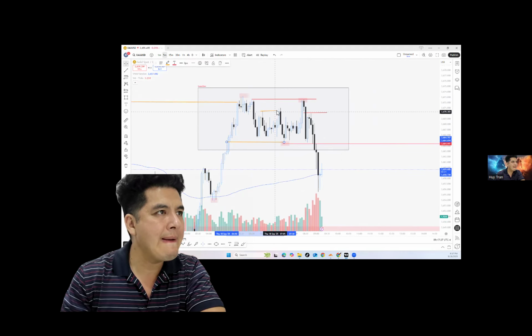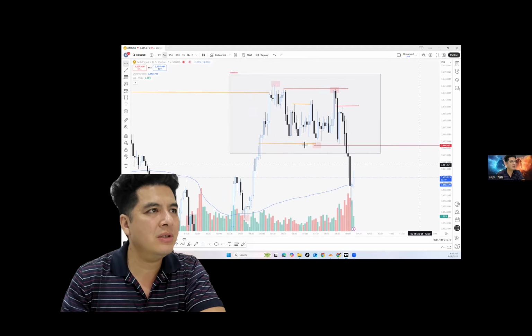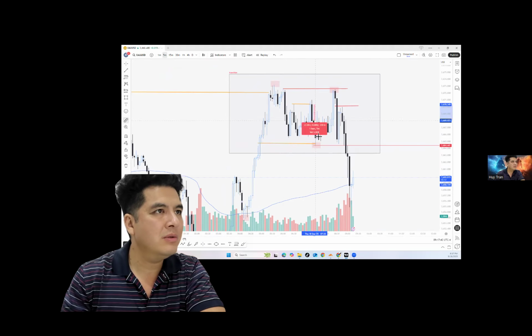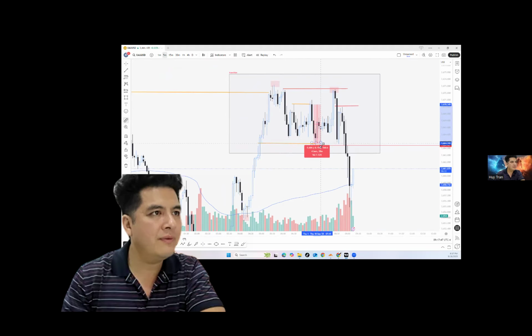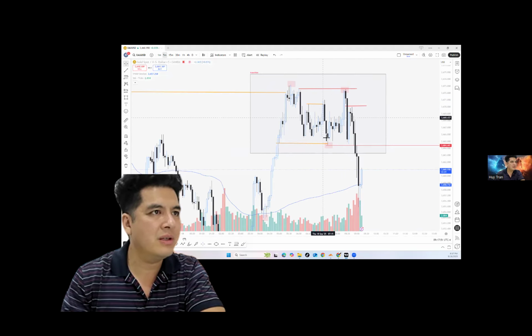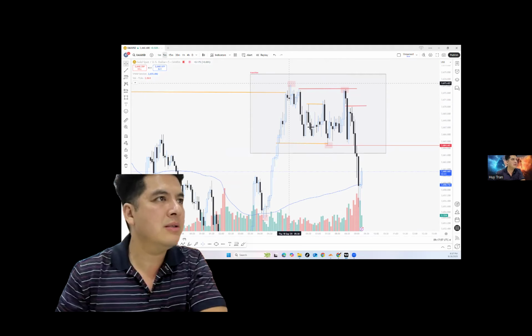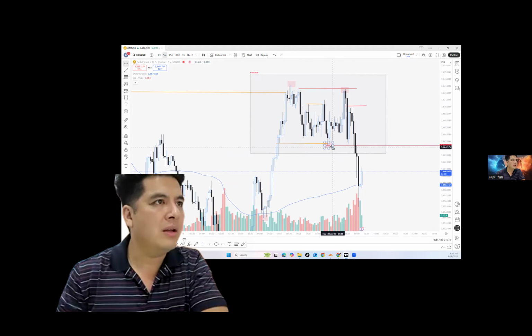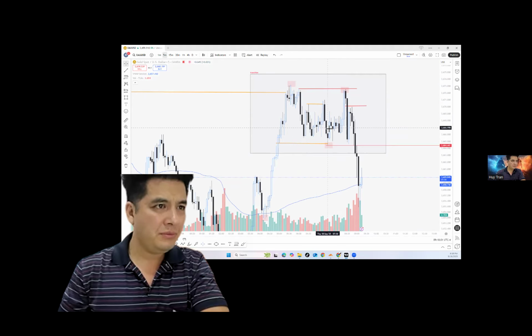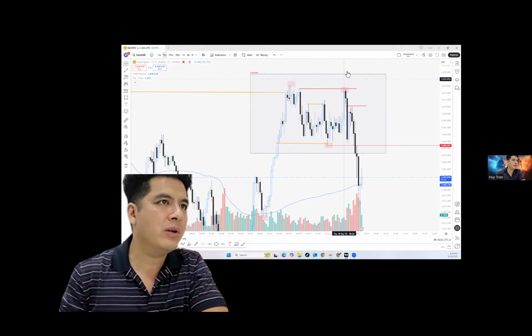I caught this move right down here, which was a good 50, 60 pips, but that wasn't good enough. As soon as price came down, it automatically went up. But again, this is what we're studying, the range that we are in. But how do we get confirmation of where it's going to go?